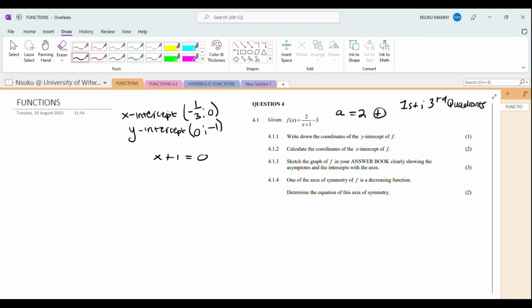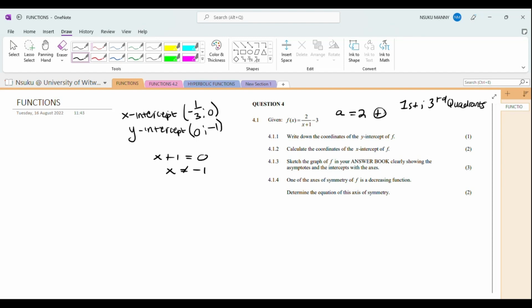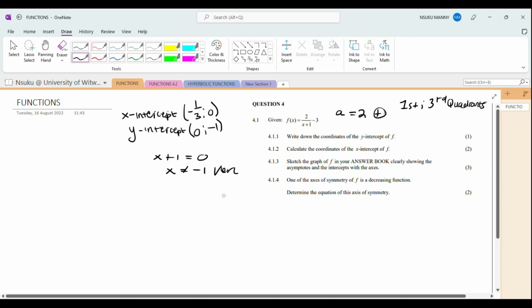And we know that anything divided by 0 is basically undefined. So now we're going to take the denominator and say it cannot be equal to 0. Now we're going to solve for x from that. We're going to say x is equal to -1. So x cannot be equal to -1, because if it's -1, the denominator is 0 and the graph will be undefined. So that is your vertical asymptote.